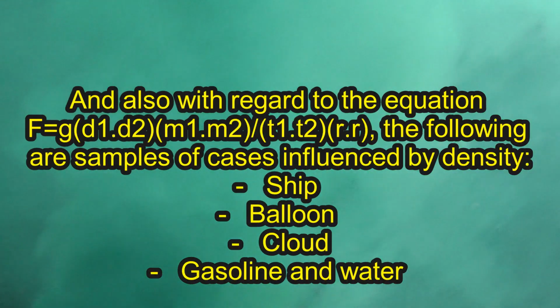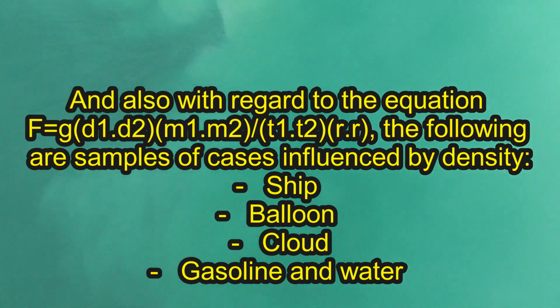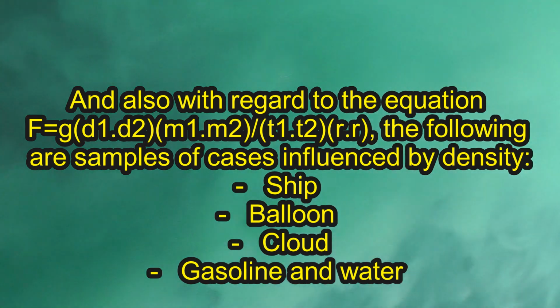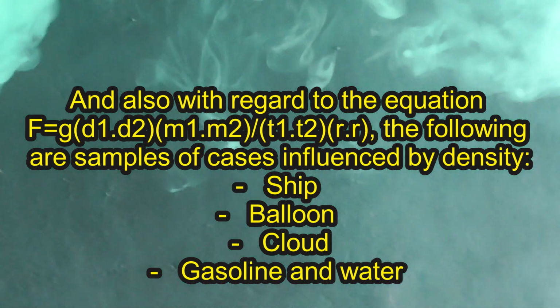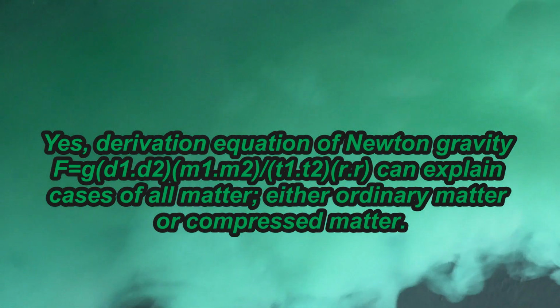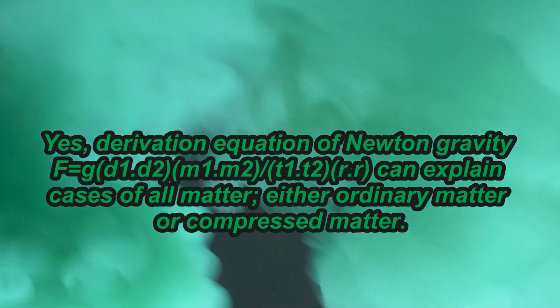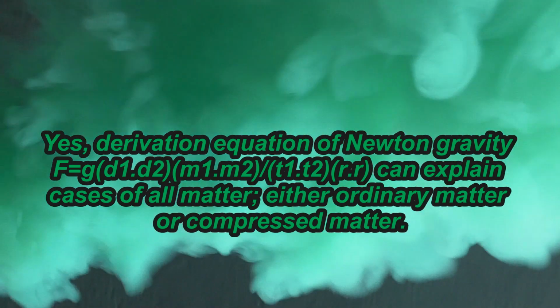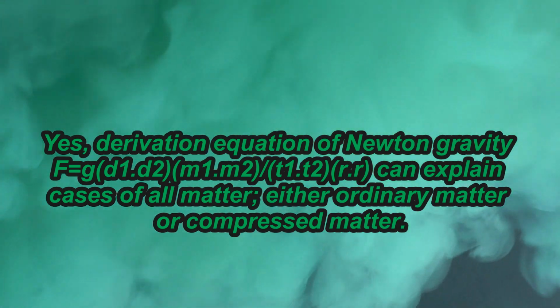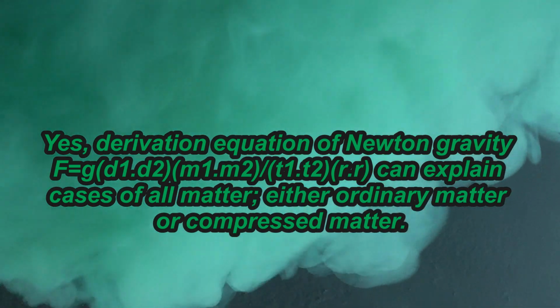And also with regard to the equation F equals G times D1 times D2 times M1 times M2 divided by T1 times T2 times R squared, the following are samples of cases influenced by density: ship, balloon, cloud, gasoline, and water. Yes, the derived equation of Newton's gravity, F equals G times D1 times D2 times M1 times M2 divided by T1 times T2 times R squared, can explain cases of all matter, either ordinary matter or compressed matter.